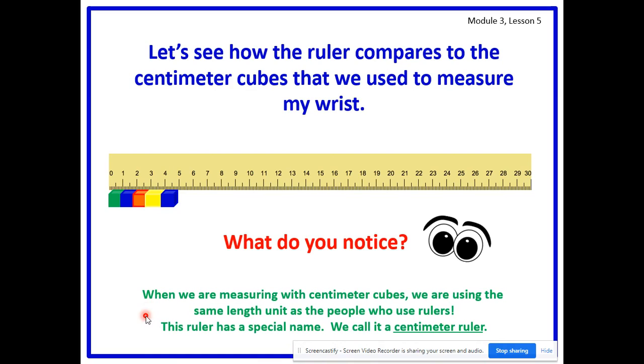So when we are measuring with centimeter cubes, we are using the same length unit as the people who use rulers. So when you are measuring with centimeter cubes, it's like we are measuring with a ruler. This ruler has a special name. We call it a centimeter ruler. What do we call this? Get ready. Yes, a centimeter ruler. So we call this a centimeter ruler because it measures using centimeters only.